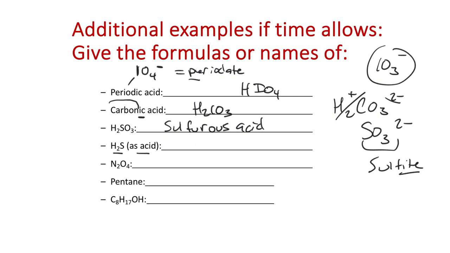H2S as an acid, so we're being told to name this as an acid. So this would be sulfide. So sulfide is S2 minus.